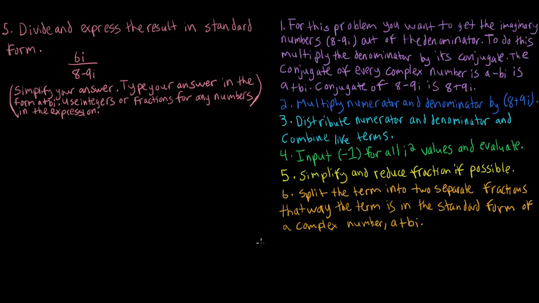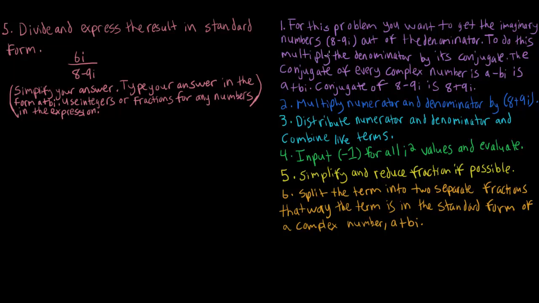5. Divide and express the result in standard form. 6i over 8 minus 9i. Simplify your answer. Type your answer in the form a plus bi. Use integers or fractions for any numbers in the expression.